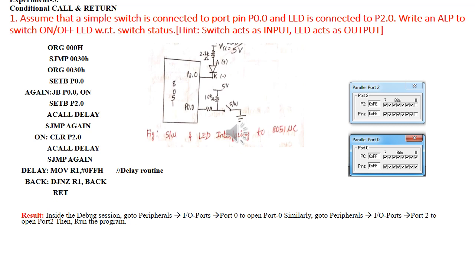Jump on bit P0.0. If this bit is set to 1, you should jump to a label on. After this you need to clear P2.0. So whenever P0.0 is equal to 1, you should clear P2.0. After that you are going to call a delay. For that you are going to call a subroutine program by using absolute call delay.